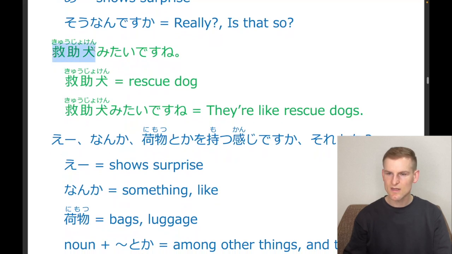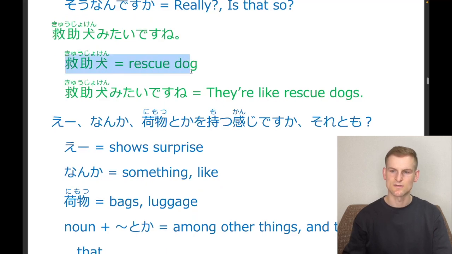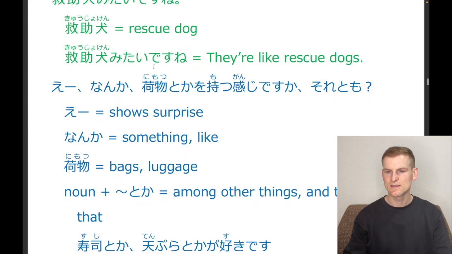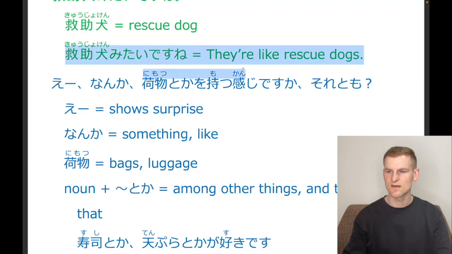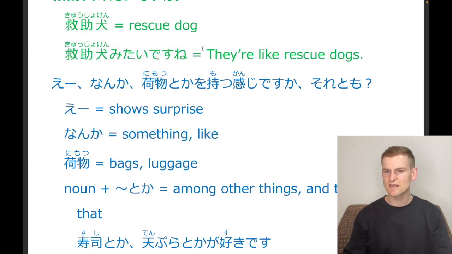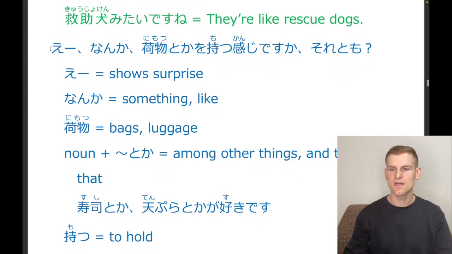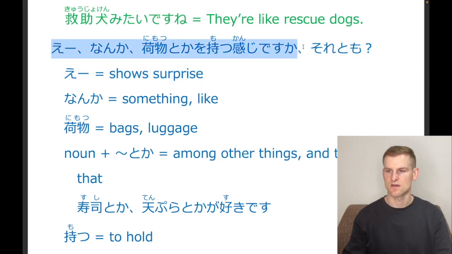Okay, and 救助犬みたいですね. So he's telling me a little bit more now. 救助犬, rescue dog. Once again, we have the kanji for dog here, ken. 救助 just means rescue. 救助犬みたいですね. So they're like rescue dogs. And once again, he's being a little bit vague. He's probably not an expert on this type of dog or anything. He just happens to be an owner of one. He knows a little bit about them. He doesn't want to be too specific, so mitai, like. They're like rescue dogs.